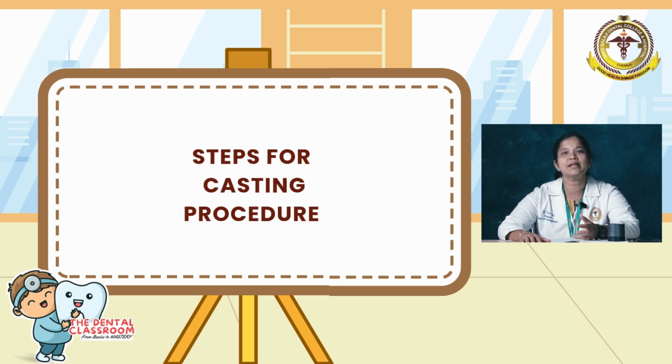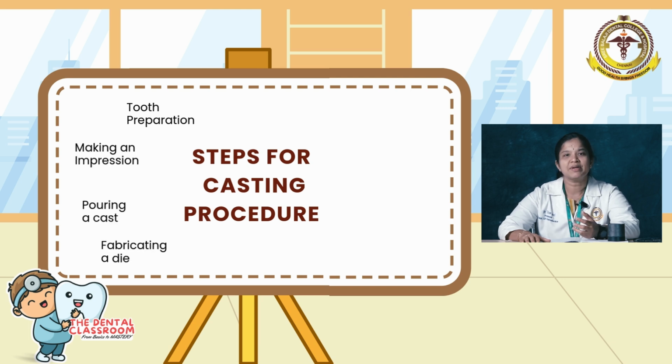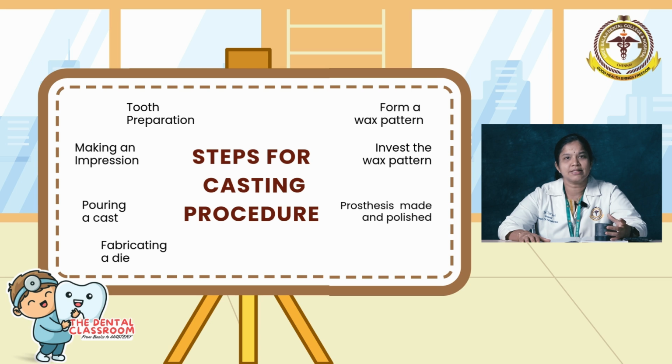The first step in the casting procedure is tooth preparation, making an impression, pouring a cast, fabricating a die, forming a wax pattern out of it, and you invest the wax pattern in a casting ring. This is your casting ring, and you invest the material. This is where your investment material plays a role. It comes in the casting procedure. After investing, it is casted, made into a desired prosthesis. We finish it, polish it, and then cementation of the final restoration happens.